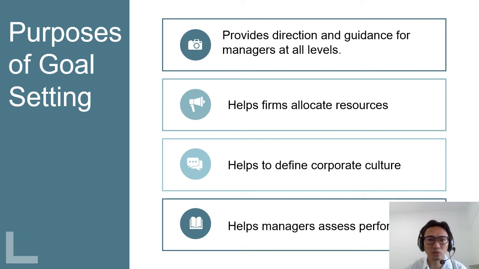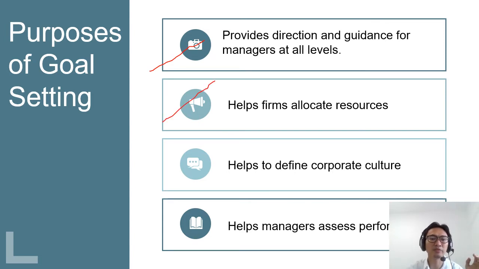Now let's take a look at the purpose of goal setting. There are 4 and it's quite easy. An organization functions systematically and well because it sets proper goals and also executes the plans accordingly. There are 4 main purposes of organizational goal setting. Number 1, they provide direction and guidance for managers at all levels.